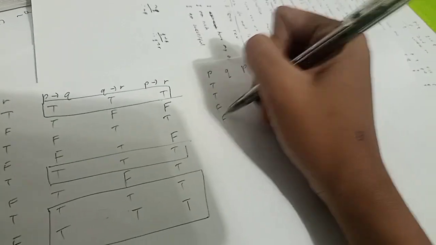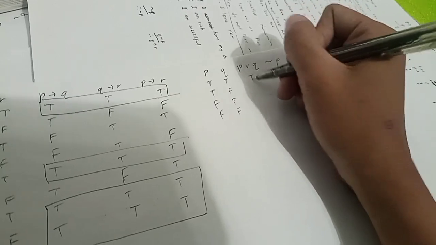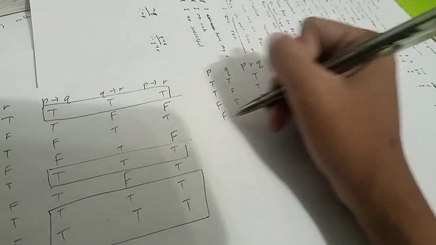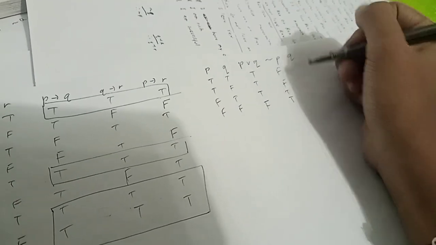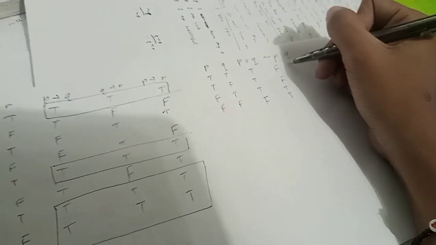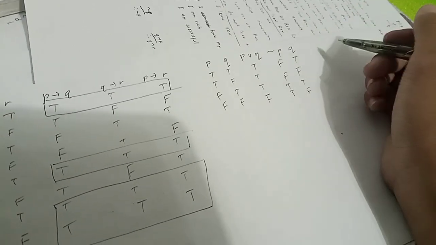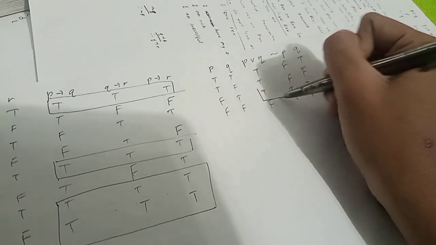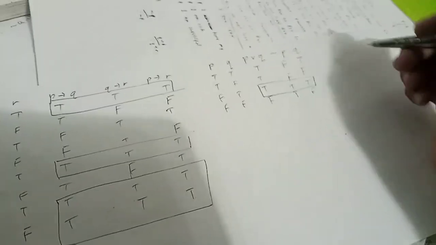So P F, P F, then P or Q. If one of them is true, then it will automatically be true. This is false because both are false. So we will delete the P, it will be F, F, T, T, then we will copy the Q, which is T, F, T, F. So we can see that there are three T's here and no TTF, so this statement is valid.